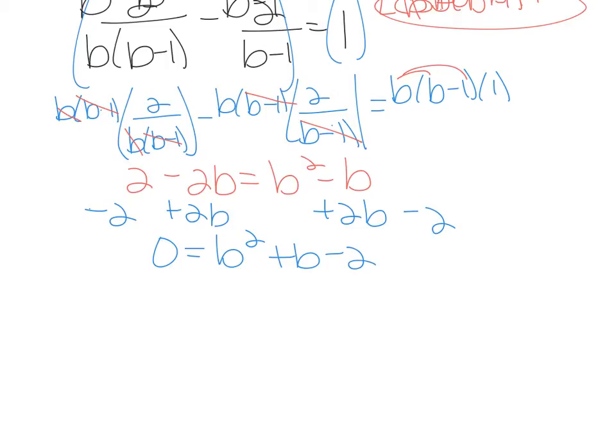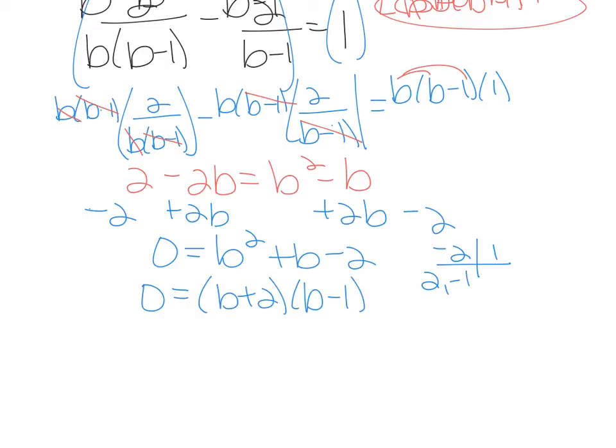I have 3 terms. There is no square in front, square in back. So I'd look for factors of c that add to b. So we'd be looking for factors of negative 2 that add to 1, which hopefully you know would be 2 and negative 1. So to factor that, we would say b plus 2, b minus 1. Once it's factored, we can set each factor equal to 0 and solve. So b plus 2 equals 0, b minus 1 equals 0.